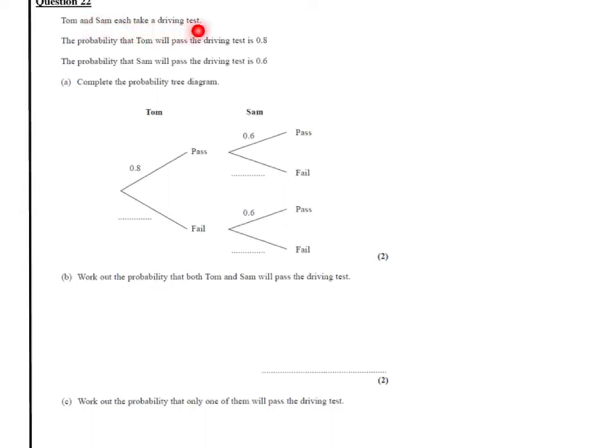So Tom and Sam each take a driving test. The probability that Tom will pass the driving test is 0.8. The probability that Sam will pass the driving test is 0.6. First task, complete the probability tree diagram. So all we need to do is put in the correct probabilities.